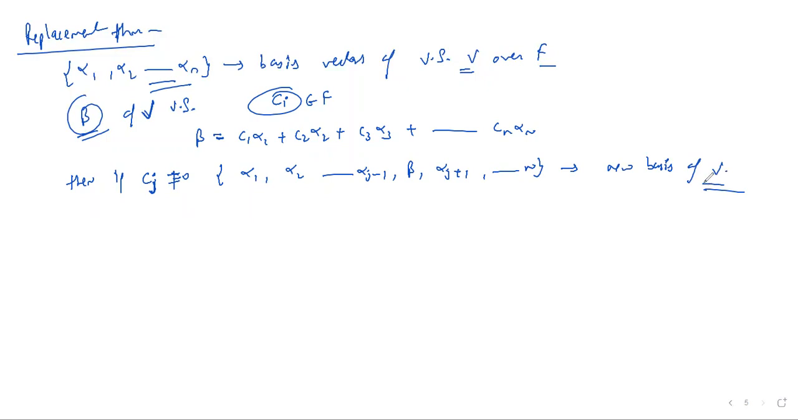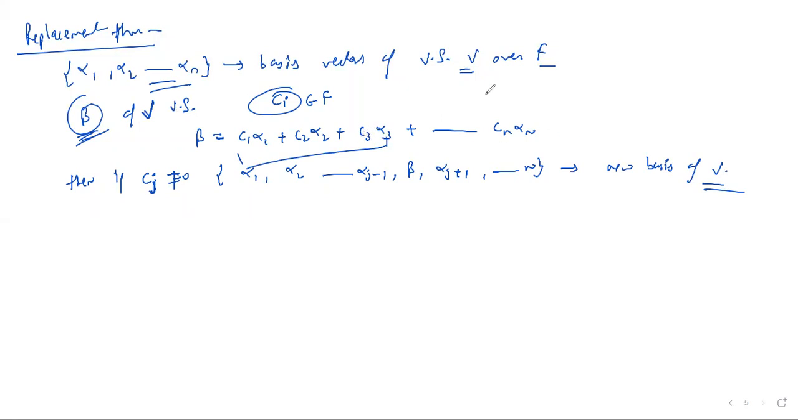What did I say? I said that if there exists a vector beta in the vector space V, then with the basis vectors of this vector space, this beta can be written as a linear combination of these basis vectors.